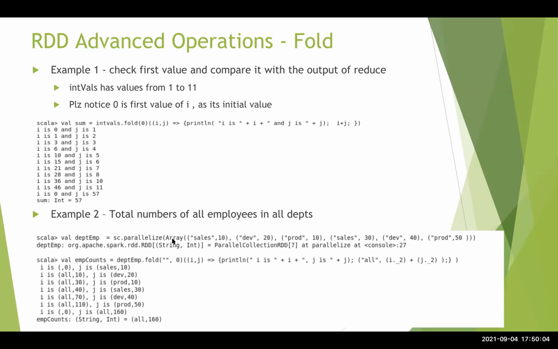Another example. I have this RDD, which is of key value type. So I'm folding it. The earlier one was just plain integers. Here, because the key is a string and the value is an integer, like a pair, I'm passing a blank string in the fold as the initial value for the string, and because I'm doing some operation, I pass 0 as the initial value for the second value of the pair. Then I and j. All I'm doing is printing I is this, j is this. For example, I is blank and 0, because initially I'm passing this initial value, blank and 0. Then it takes sales, so it prints that.